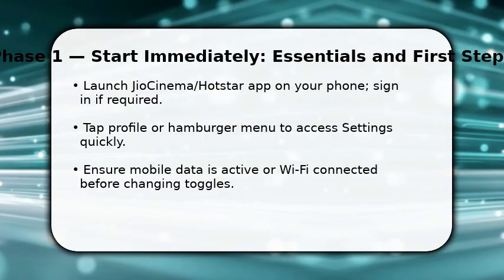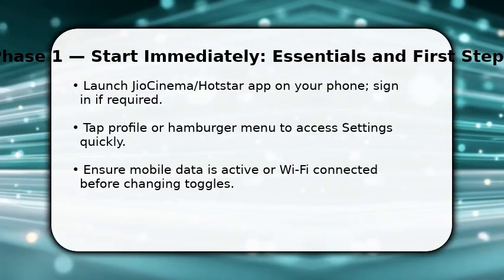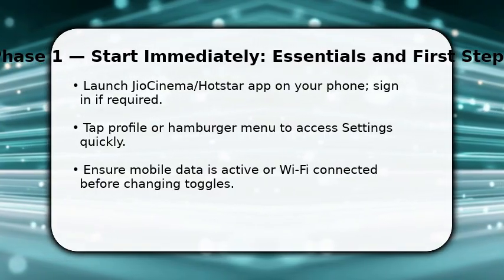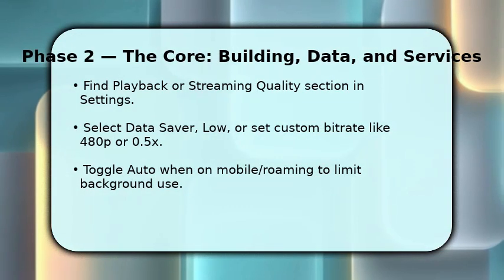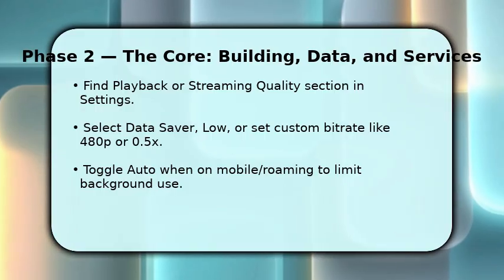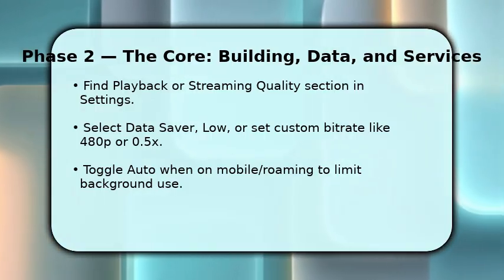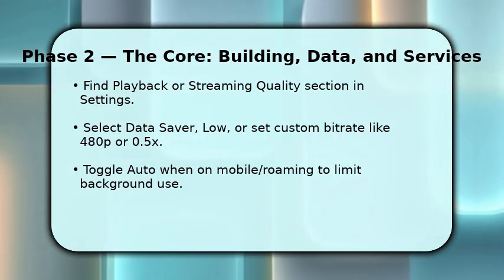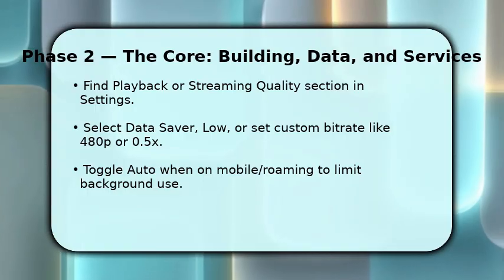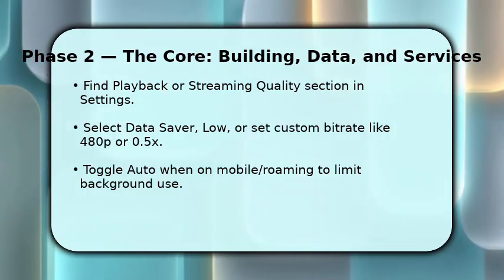You're doing this to cut data use and avoid buffering on low connections, so move now to the Playback section to change streaming behavior. Next, go into Playback or Streaming Quality and choose Data Saver or Low. This reduces bitrate and saves data. You can also pick a fixed option like 480p or a custom 0.5x bitrate if available, which gives predictable usage.